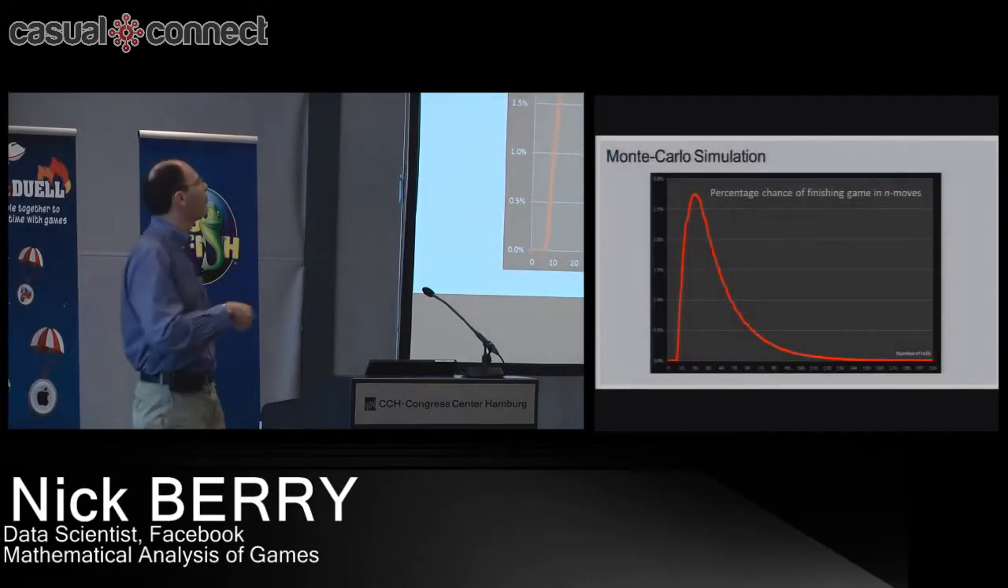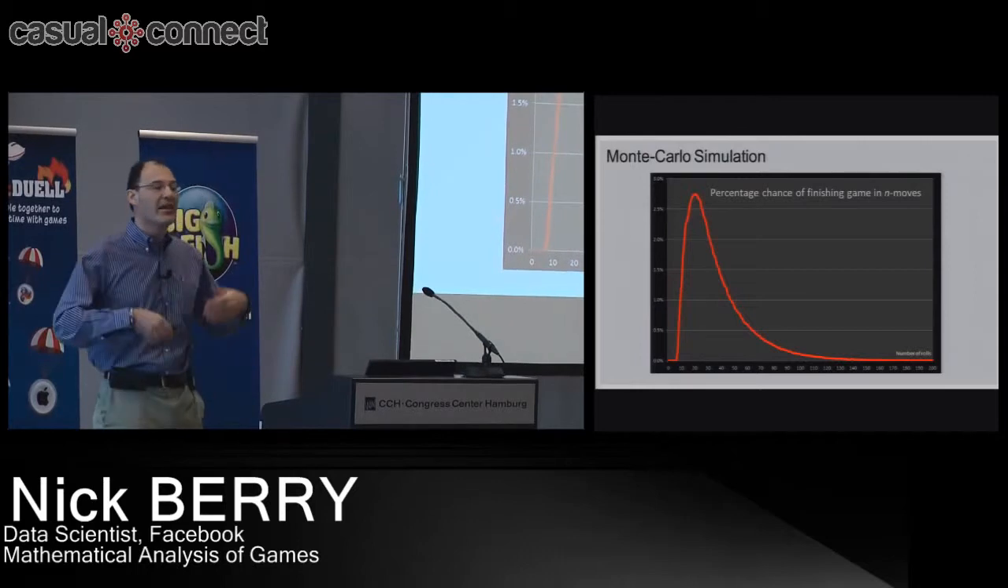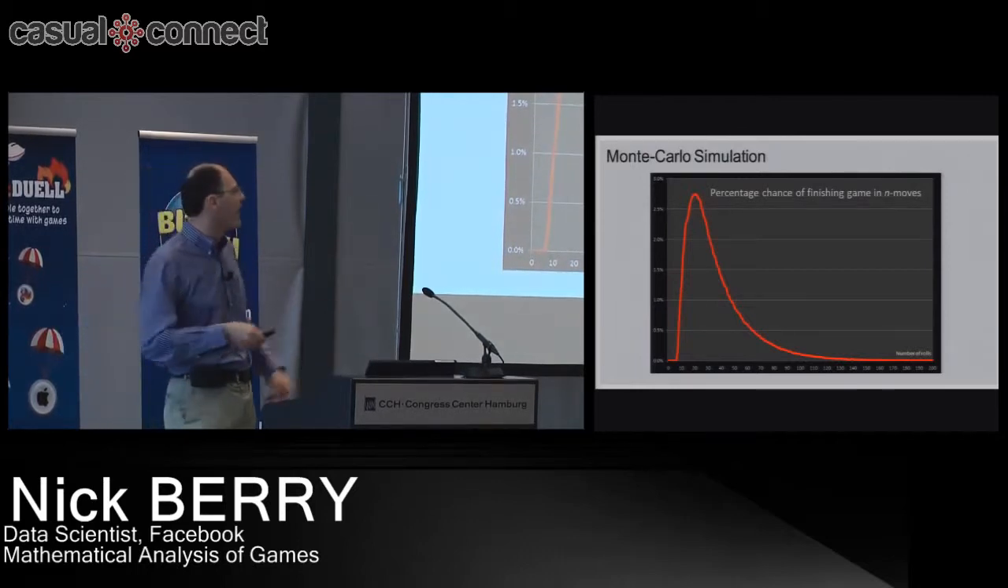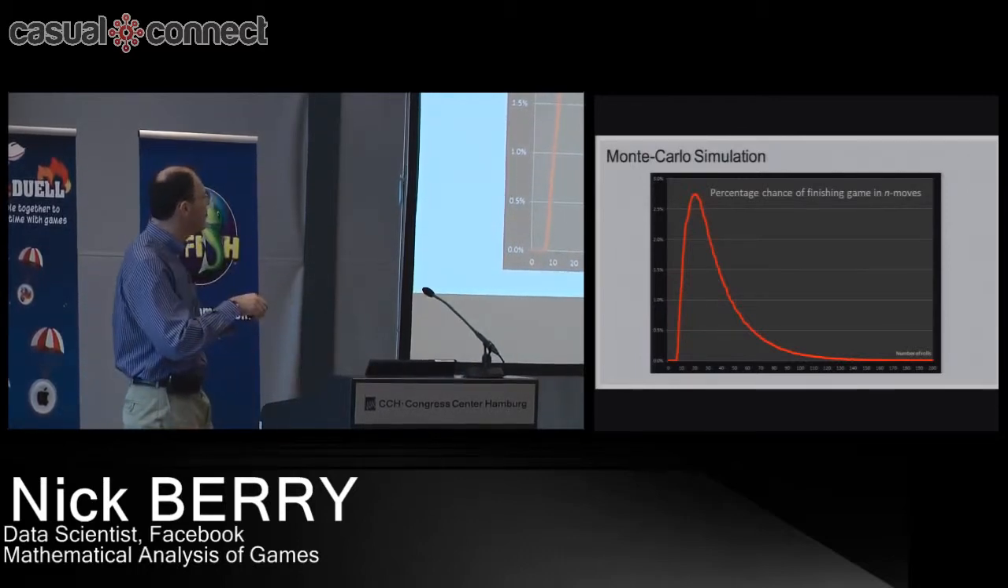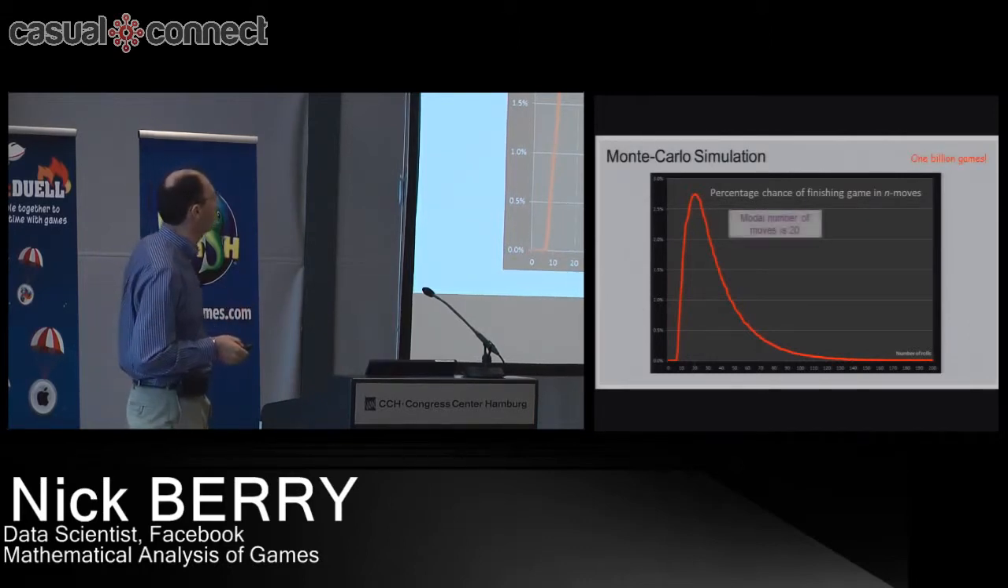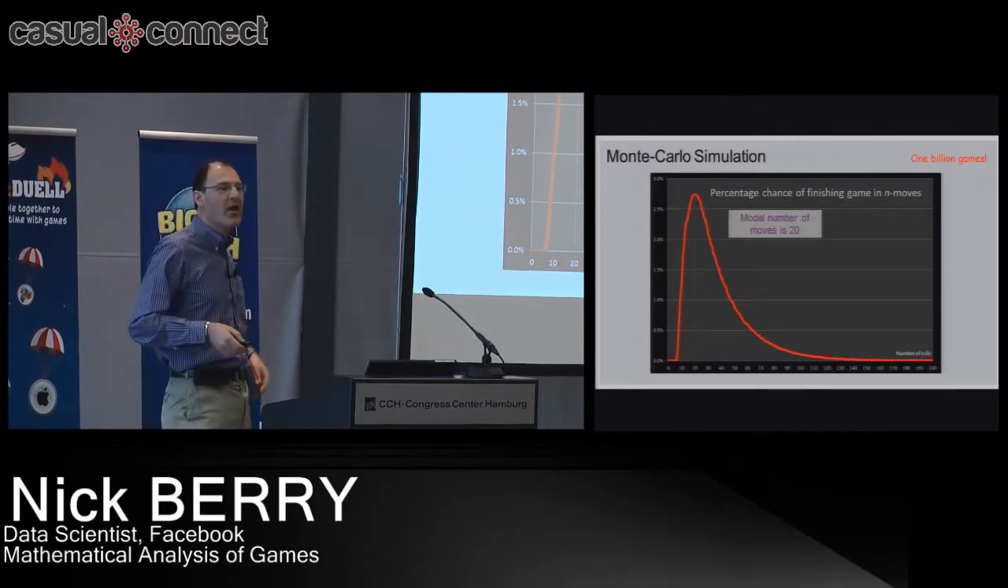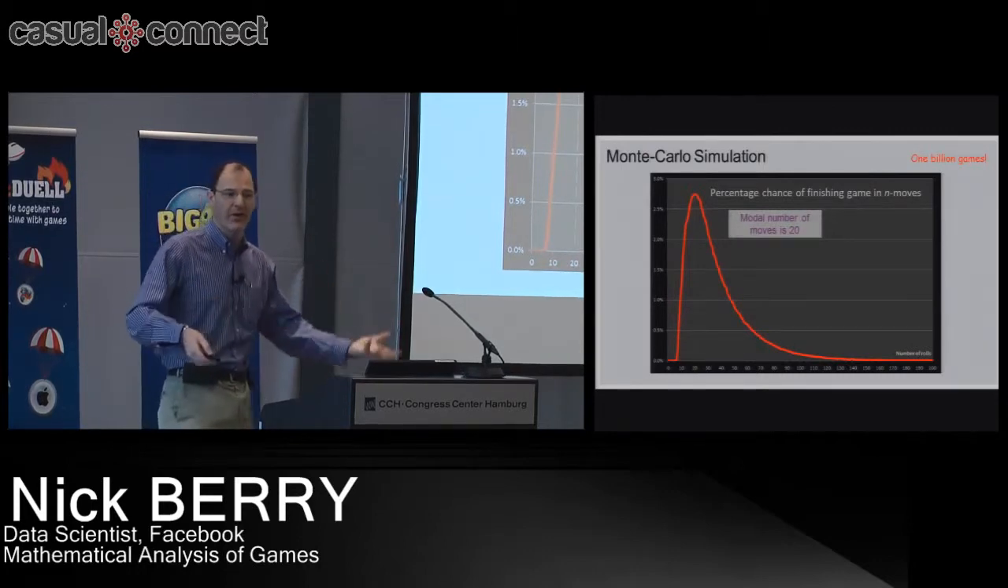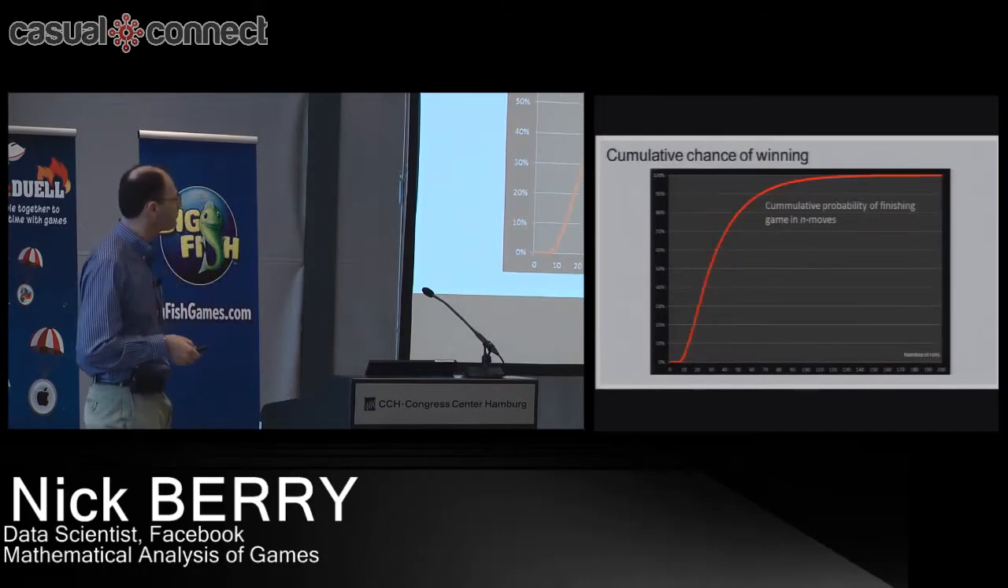And we can model it in different ways. One of the ways we can do is this Monte Carlo simulation. We'll say, hey, let's play the game and play it again and again. And we get this particular curve, which tells you the number of rolls, and the percentage chance of the game finishing in that time. And I played a billion games, and we worked out the modal number of moves is 20. The most likely number of moves a game of chutes and ladders will take is 20.